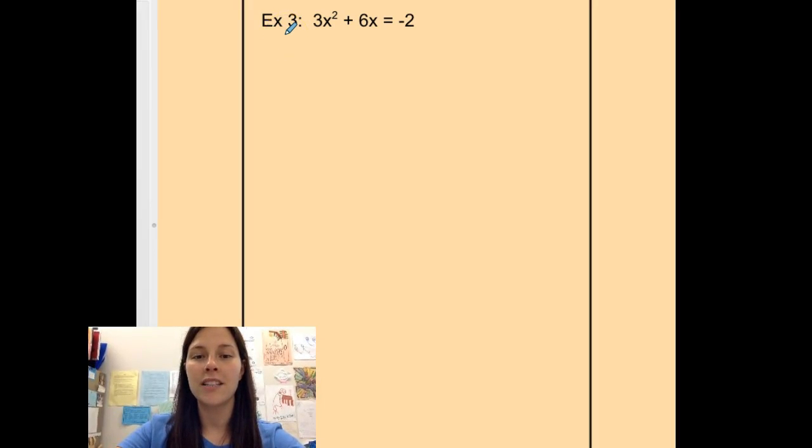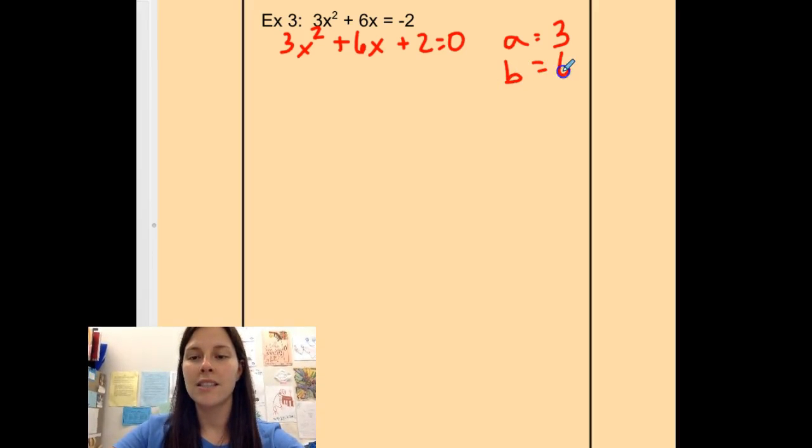Again, we have to get this equal to 0, so I'm going to add that 2 to both sides, and I'm going to put it into standard form. So we have our x squared term, our x term, and our constant in order. Our a is 3, coefficient of x squared, coefficient of x, b is 6, and our constant is 2.